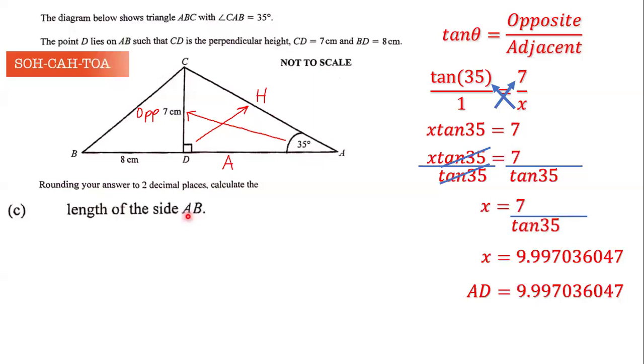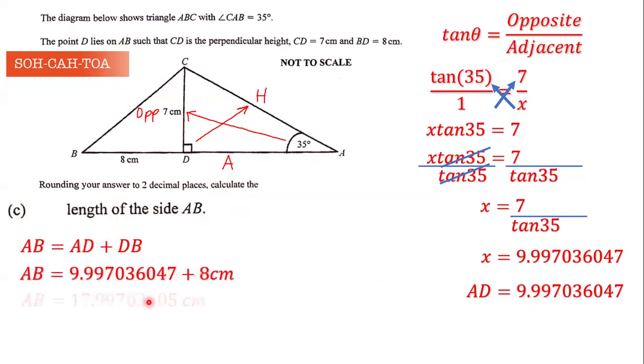And so we have that AD is 9.997036047, but AB is going to be AD plus DB. And so we have this long decimal plus 8 centimeters. And when we add them, we get 17.990703605 centimeters. But writing it correct to 2 decimal places, notice that this is 7.